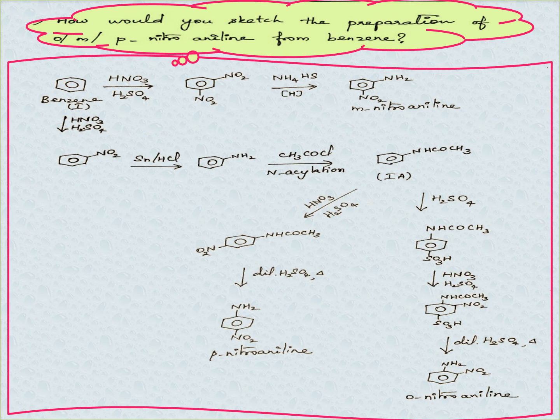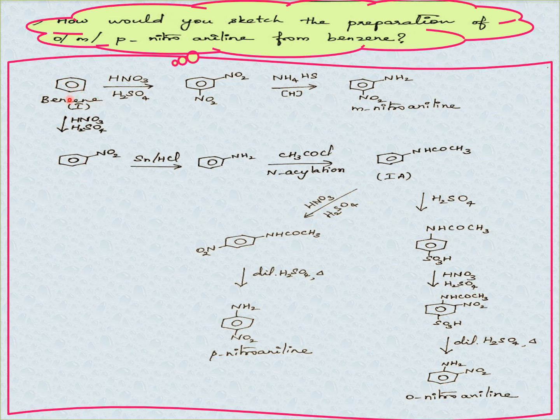And here we are going to prepare ortho-nitroaniline as well as para-nitroaniline. For that, benzene is first nitrated. It provides dinitrobenzene. Actually, first mononitration happens, and then the dinitro compound will be formed, which on further reduction with ammonium sulfide, only one of the NO2 groups gets reduced. That is, meta-nitroaniline has been formed.